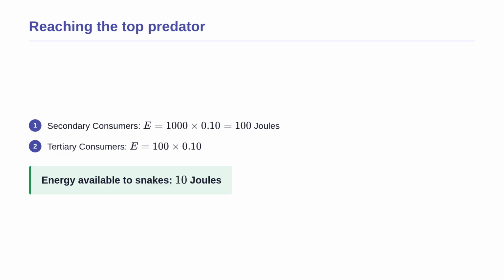Finally, we calculate the energy available to the tertiary consumers, the snakes. The snakes hunt the frogs, taking in only 10% of their energy. Multiplying the frog's 100 joules by 0.10 gives us a final value of 10 joules. Physically, this means that out of a massive pool of 10,000 joules of grass energy, a mere 10 joules actually makes it to the top predator, explaining why they require massive hunting territories to survive.